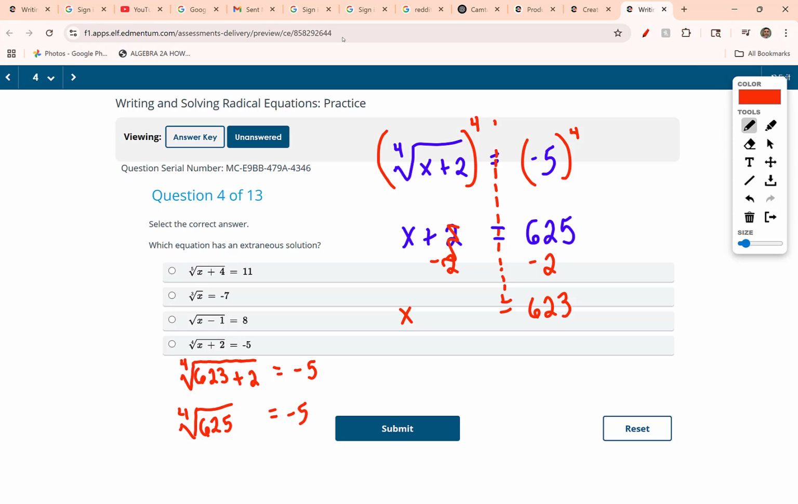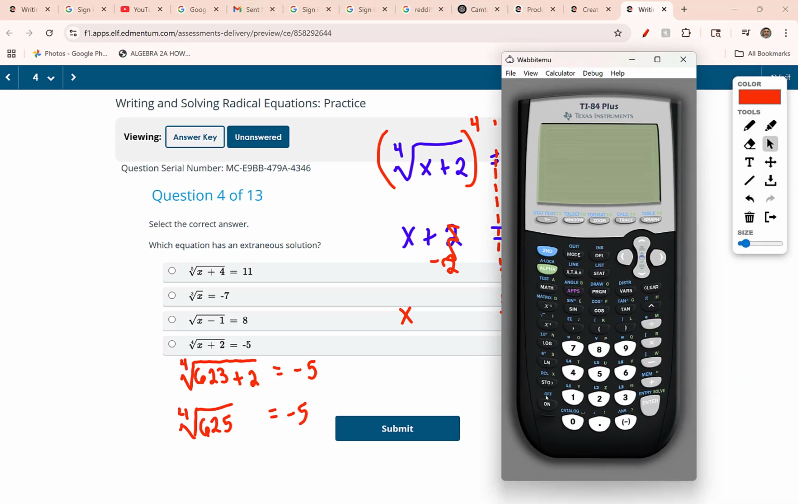And if you've got a graphing calculator, I'll show you real quick how to verify what the fourth root of 625 is. If you press the math button, we may have to go down to number 5. Ooh, actually, I've got an old version, so I have to do 4 first because we're taking a fourth root, then go to math button, and then go down to number 5.